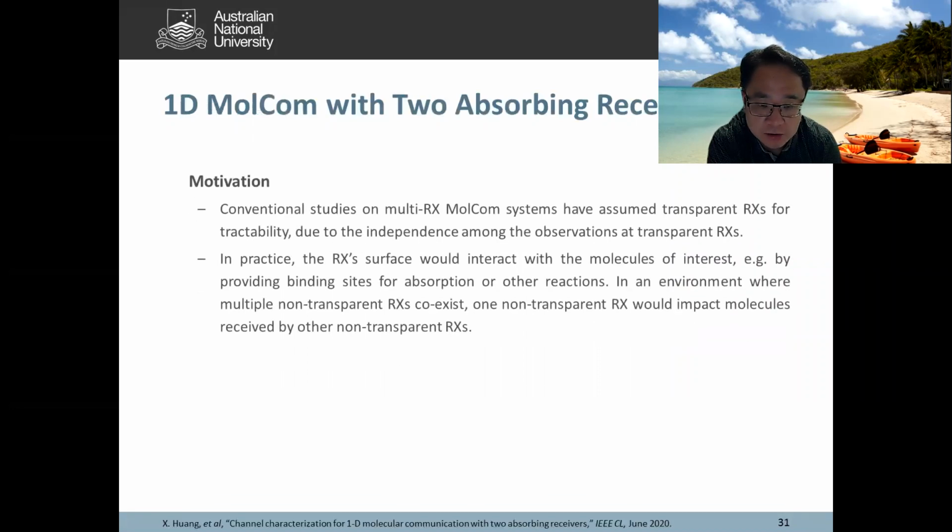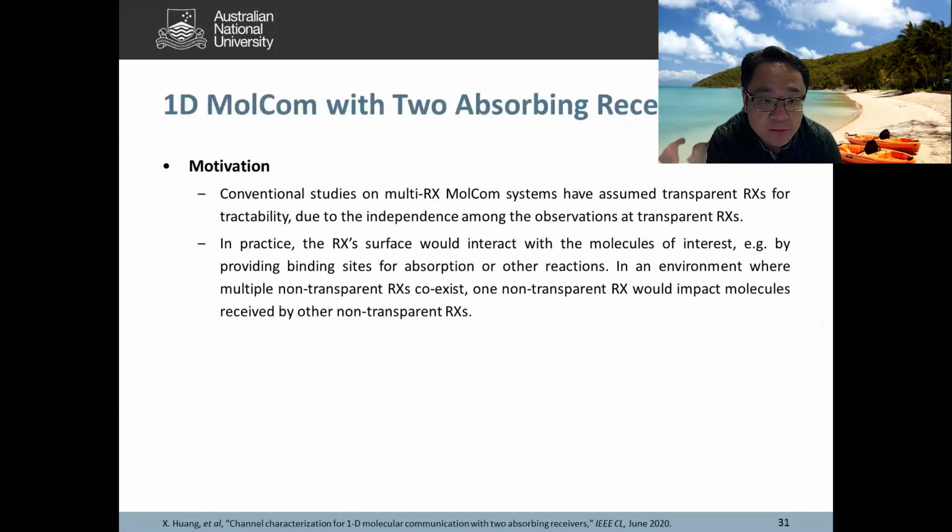So what is the motivation? We know that the conventional studies on the multi-receiver molecular communication systems have typically assumed transparent or passive receivers for mathematical tractability. And if we consider transparent receivers, we are going to see the independence of received molecules among the observations at these transparent receivers.